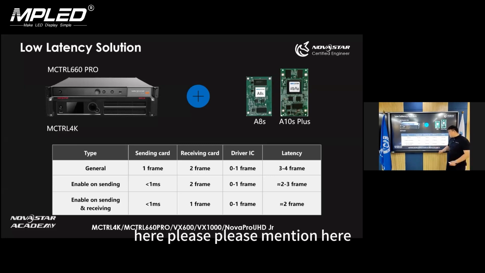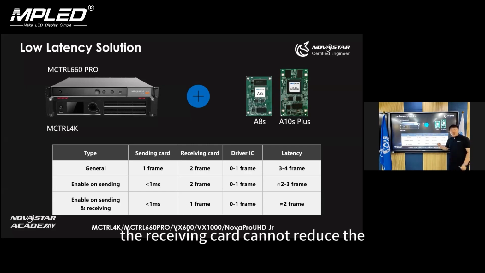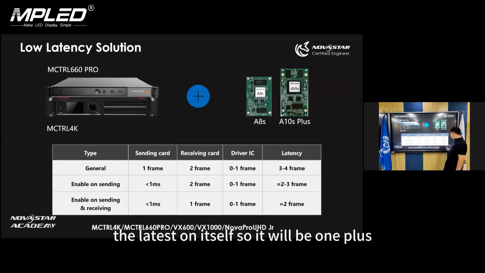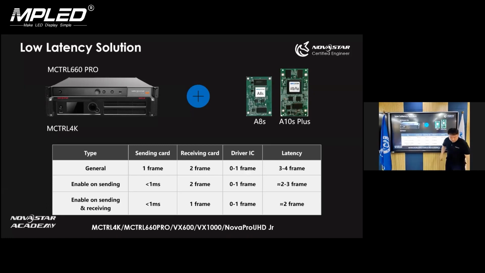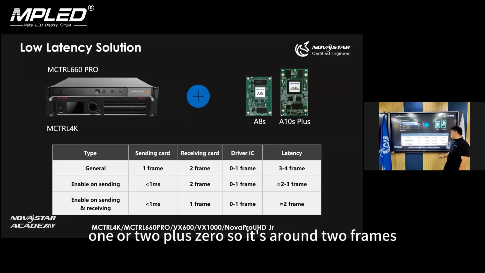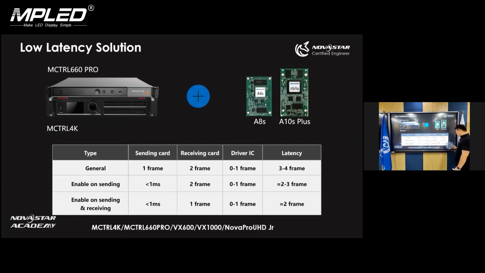Now please note here, if we use a common IC, the receiving card cannot reduce the latency on itself. So it will be 1 plus 1 or 2 plus 0. So it's around 2 frames.